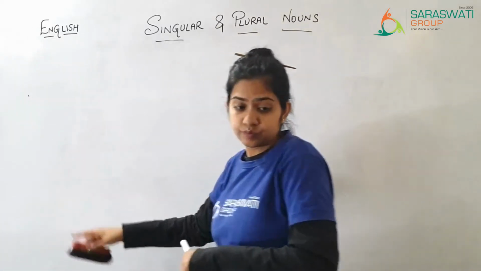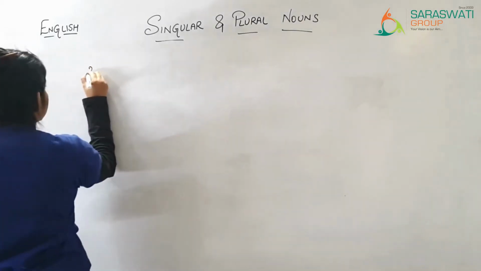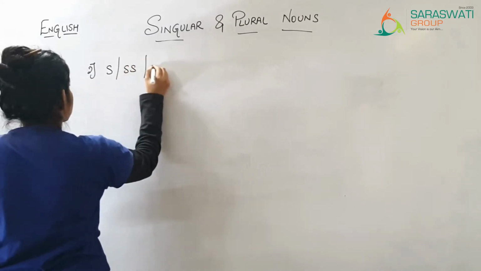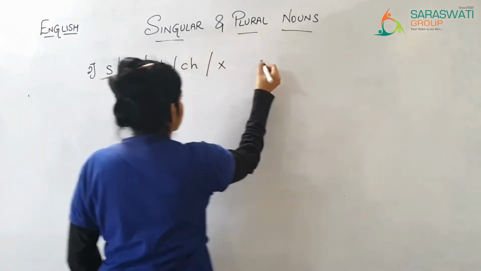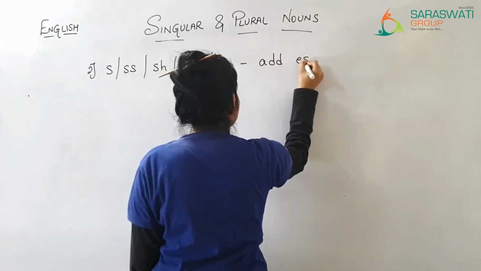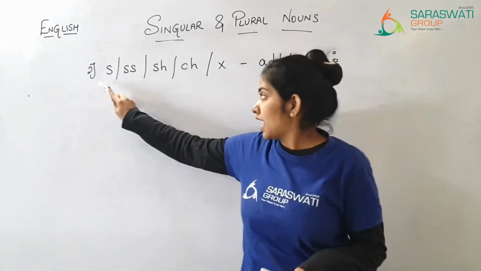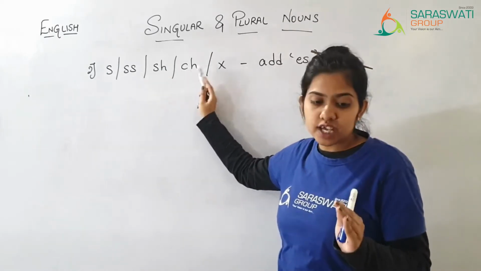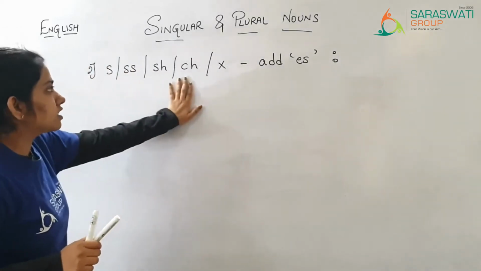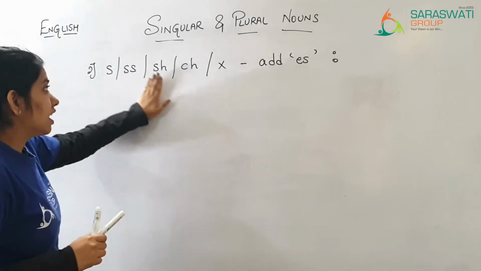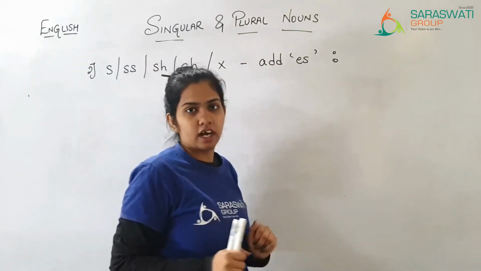That is add es. Now look over here: s, ss, sh, ch and x. When a word ends with the letters s, ss, sh, ch or x, you add es at the end of that word. Okay?